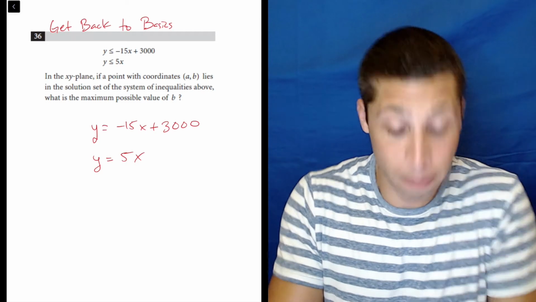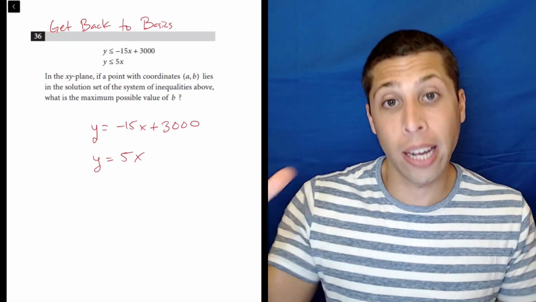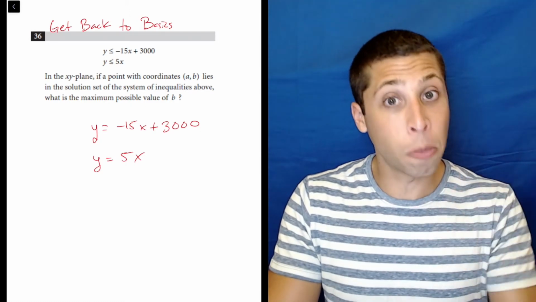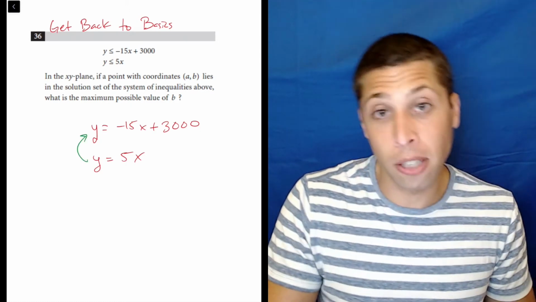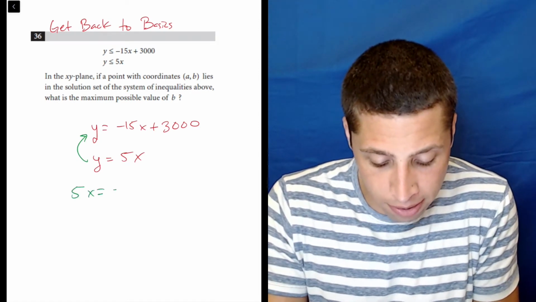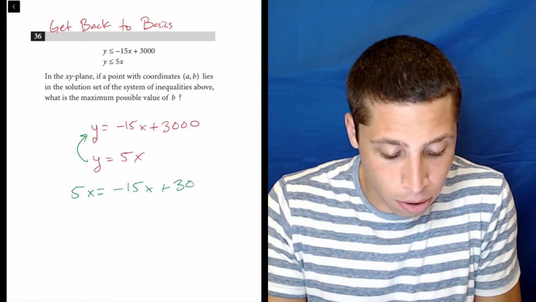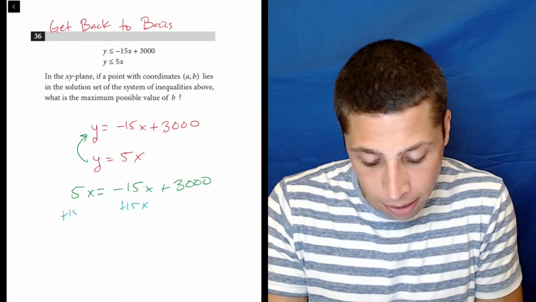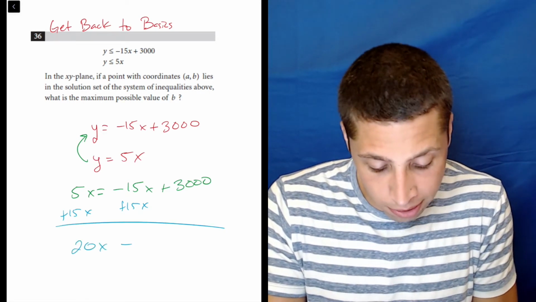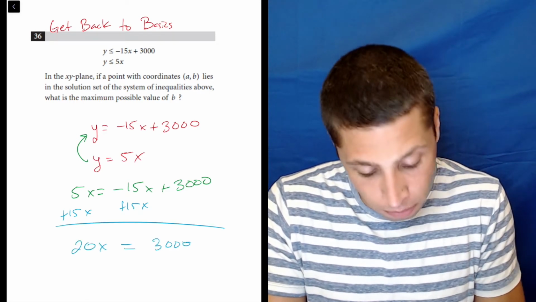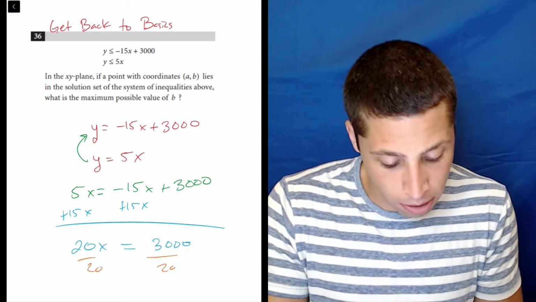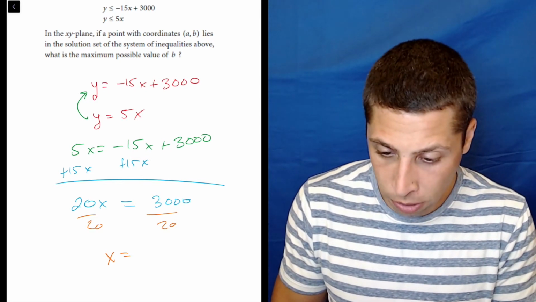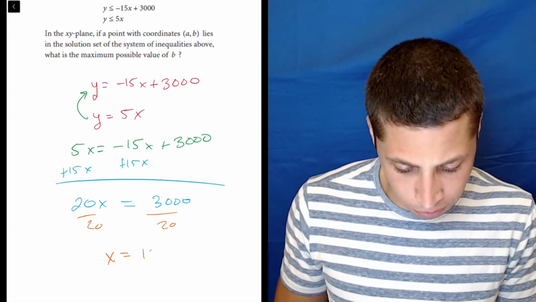So now I have a system, and hopefully we know enough about systems to be like, all right, I've got to mix these two equations together in a way that gets rid of one of the variables. Since they're both set to y equals, we can make an easy substitution, and we end up with 5x equals negative 15x plus 3,000. Let's add 15x to both sides, and we get 20x equals 3,000. We're going to divide by 20 to find x equals, let's use the calculator, too many zeros floating around there, 150.